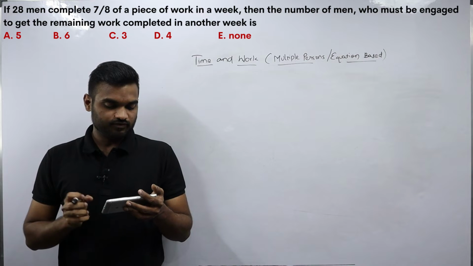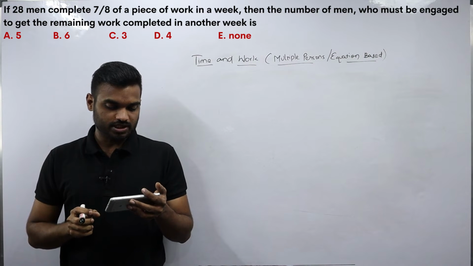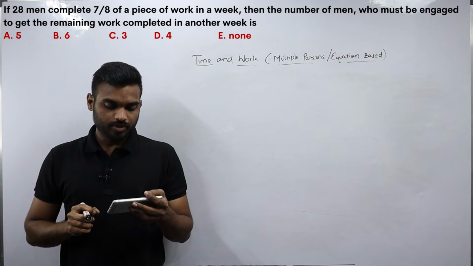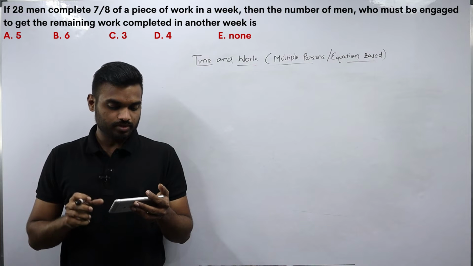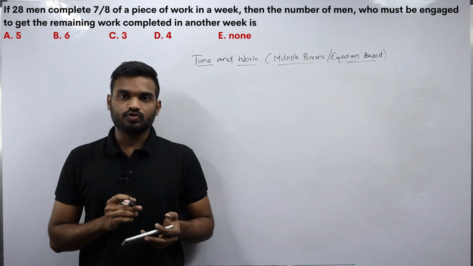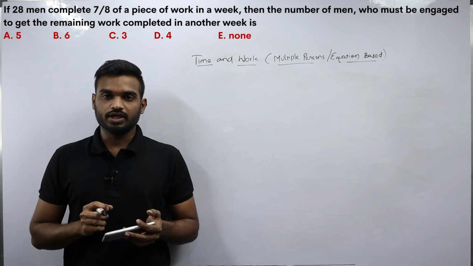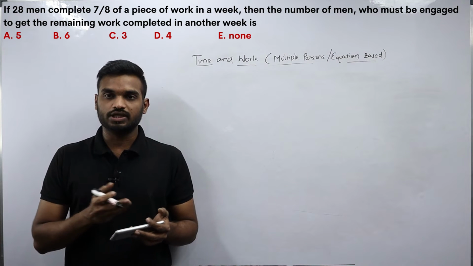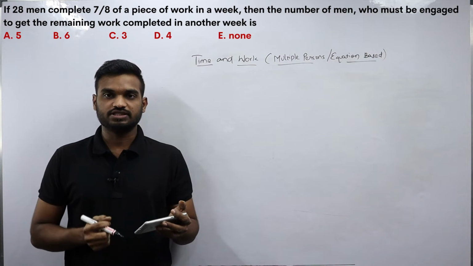They are saying that if 28 men complete 7 by 8 of a piece of work in 1 week, then the number of men who must be engaged to get the remaining work completed in another week is. The question is very simple. We can simply solve it using the chain rule method. If you have watched that chain rule tutorial, you can solve this question in a fraction of seconds.